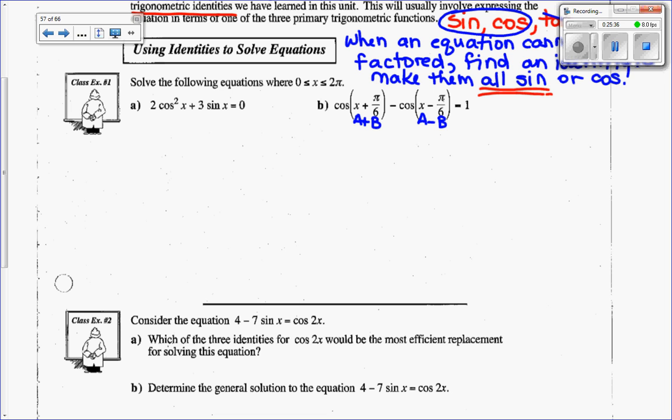Okay, so when I look at my formula sheet, I can see that cos of a plus b is cos a cos b minus sine a sine b. So this is going to be a rather lengthy one.